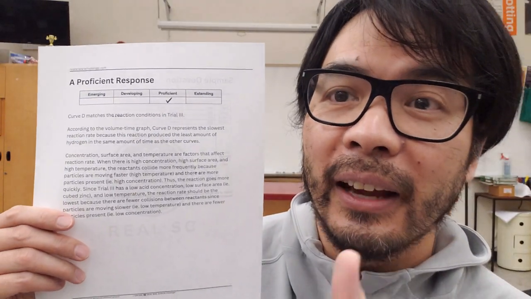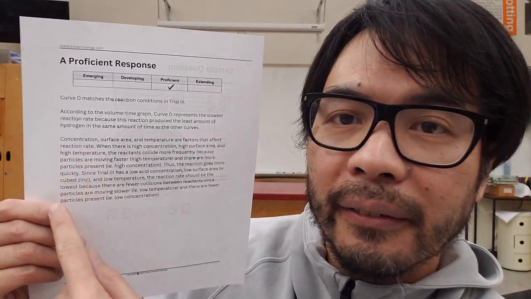Welcome back. Here's what I believe a proficient answer should have. A proficient response should have 3 things. It should have the correct answer, curve D. It should have an analysis as to why curve D is the slowest. And it should have a complete scientific explanation as to how concentration, temperature, and surface area affect reaction rate. That is, those things help increase the frequency of collisions between reactants.